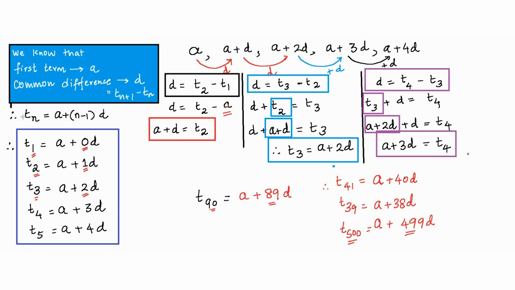This particular formula, which helps me derive any particular term in the AP, is called the general term of the AP, right? So this formula for Tn is called the general term of the given AP. Pausing for a couple of seconds for you to take a look at all this and then we will move on.